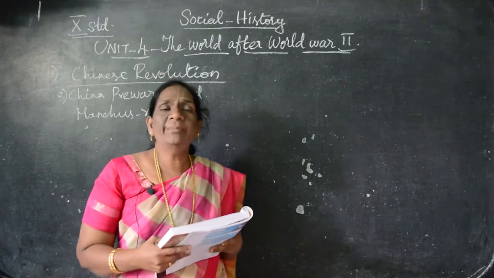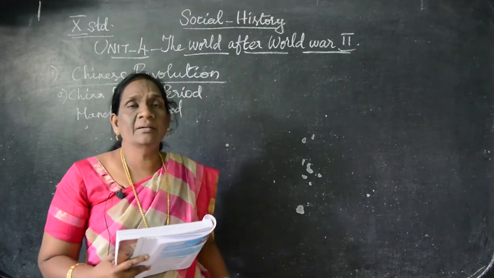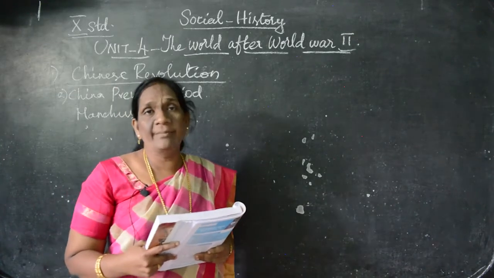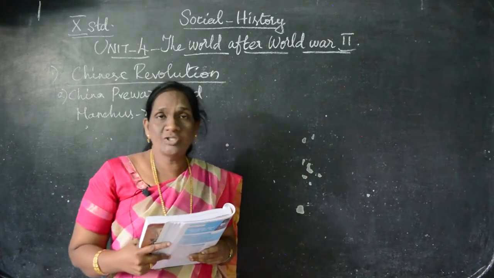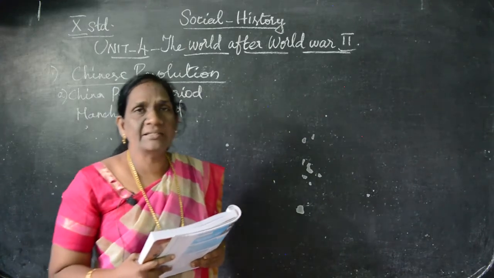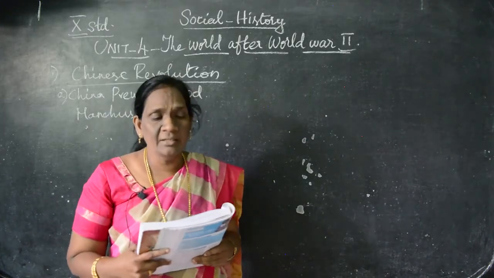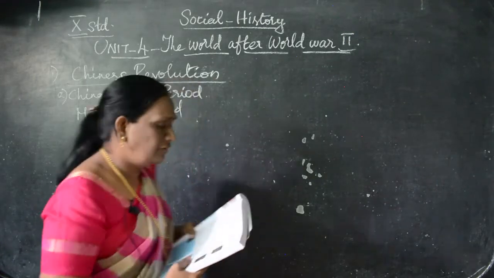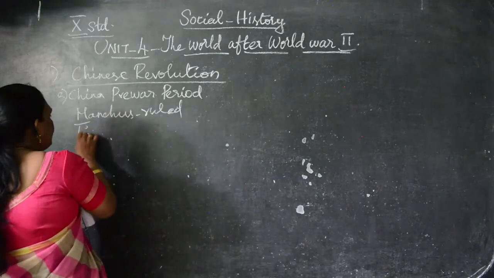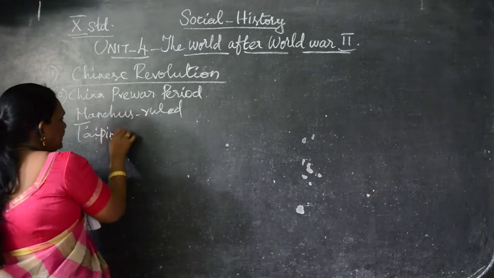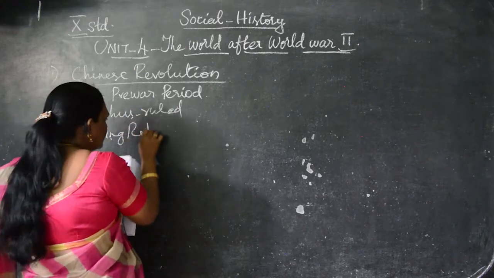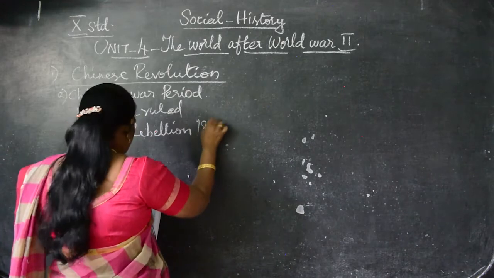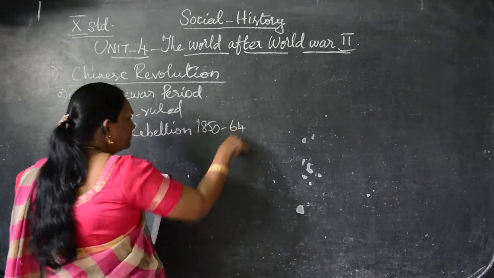So the people were discontent with the emperors, the Manchu rulers. The people were discontent and they wanted to revolt against the emperor. So the youth joined together and started the Taiping Rebellion. They started the Taiping Rebellion in 1850 to 64.